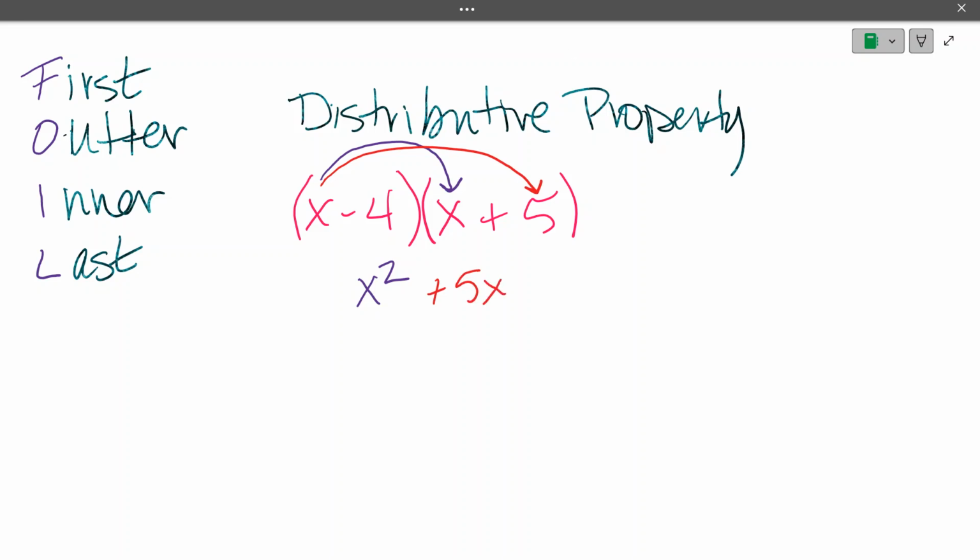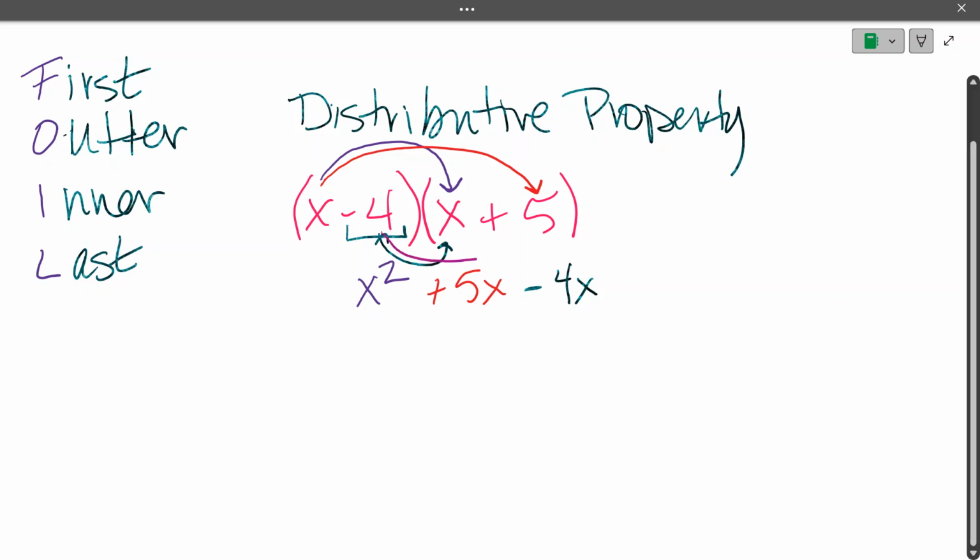Then we look at our inner terms. That would be negative 4. Don't forget to include this negative there, times x, which is negative 4x. And last, but definitely not least, we do our last term. So negative 4 is the last term in that binomial, and that gets multiplied by 5, which is the last term in this binomial, and that gives me negative 20.